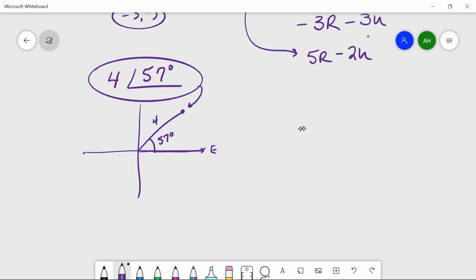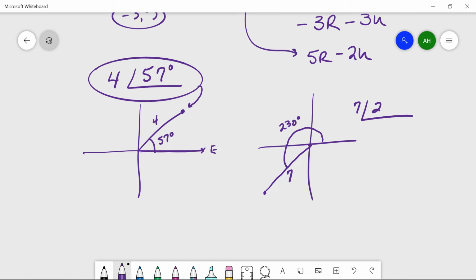If I've got another point, say this point over here, where is this point? Well, I'm going to say this point, if I were to draw a line to that point from my origin, it's going to be 7 units away. And as far as from due east, I'm going to come around 230 degrees. All right, so this is written as 7 and 230 degrees.